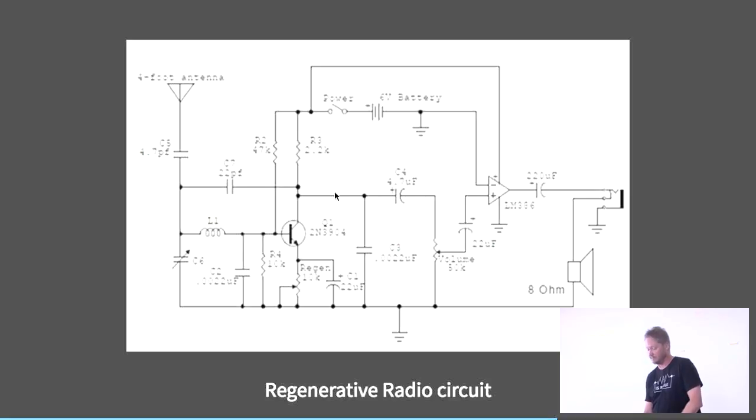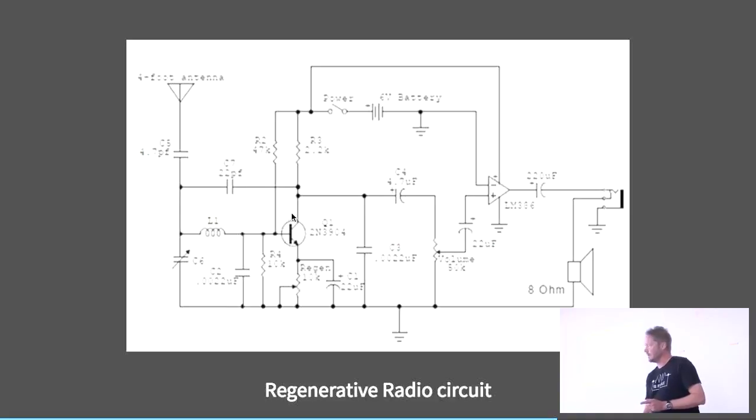The audio amplifier is not important to this. This transistor and what it does is important. And there's a little control down here, a little potentiometer that's labelled regen 10K. And that's a dial that you adjust which changes the gain of this transistor as an amplifier. So this is a battery operated radio, it's got a battery here. This transistor is an amplifier.